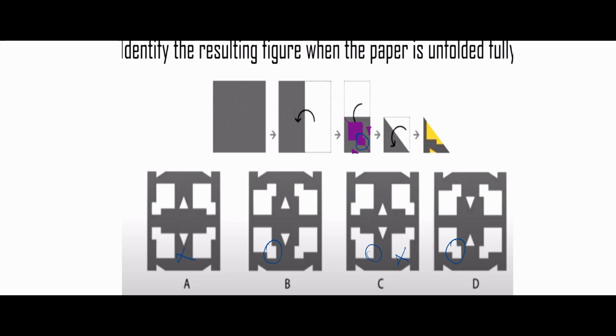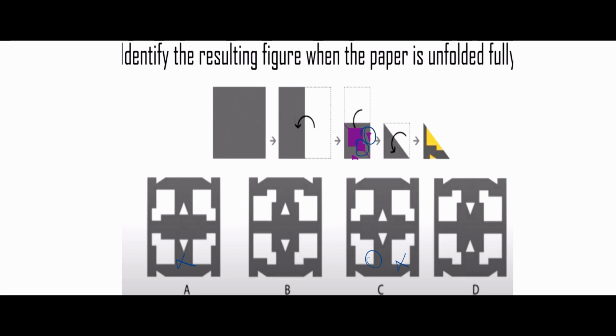Now, if you compare option B and D, the only difference is the orientation of the triangle. So, if we compare the image obtained above, the orientation of triangle is similar in option B but not in D. So, we can conclude that B is the right answer.